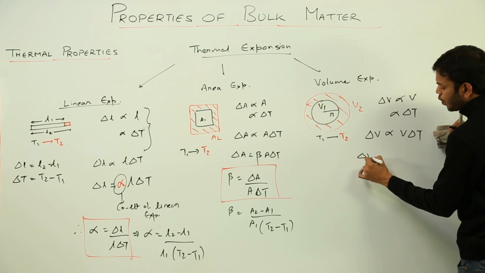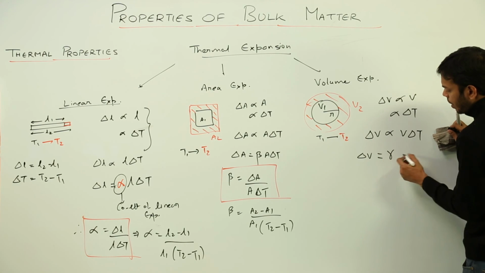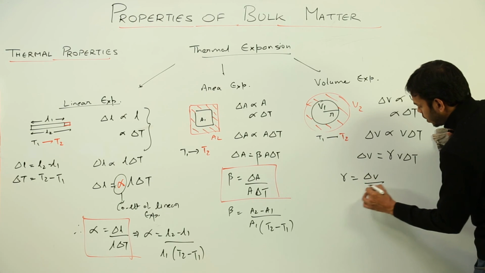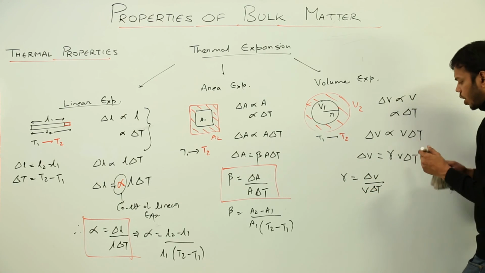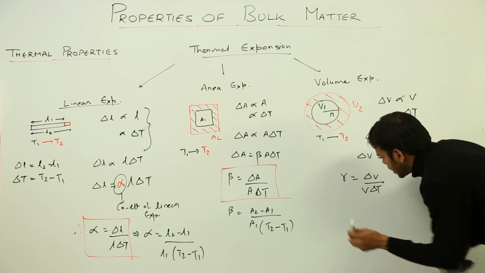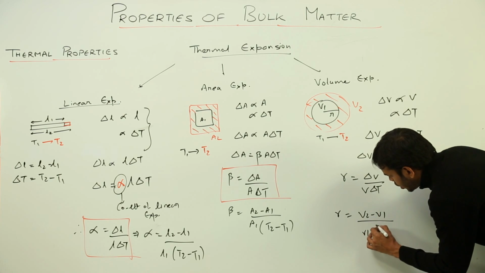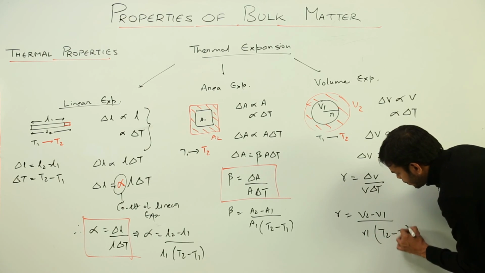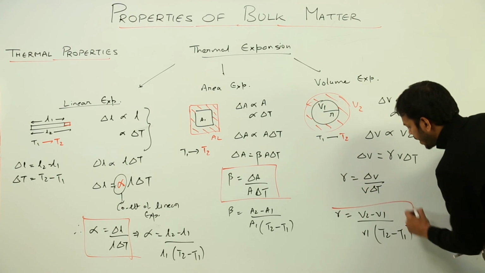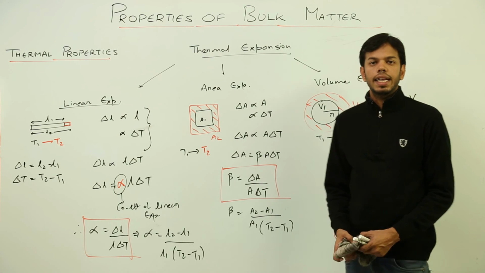Therefore, change in volume is equal to gamma V delta T, where the constant of proportionality is gamma. Now we get gamma as delta V over V delta T, right? Or in other words, gamma is equal to V2 minus V1 upon V1, the original volume, times the change in temperature, right? They are all similar, but we have a very simple relationship between alpha, beta and gamma, okay?